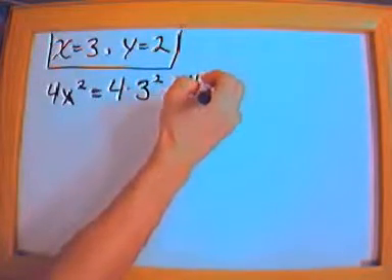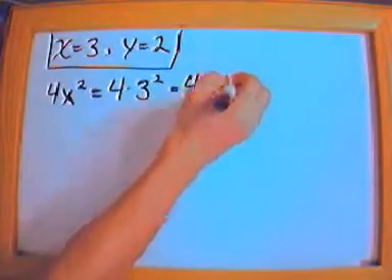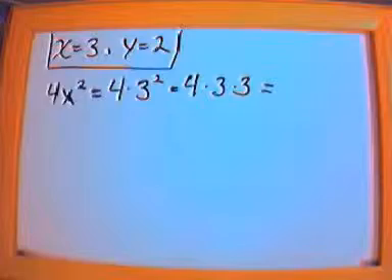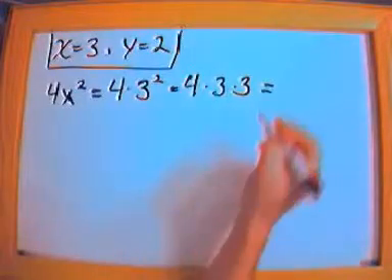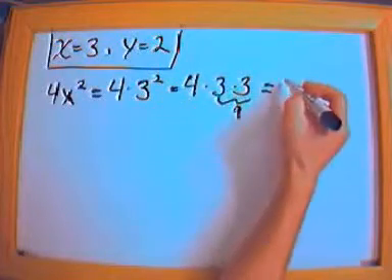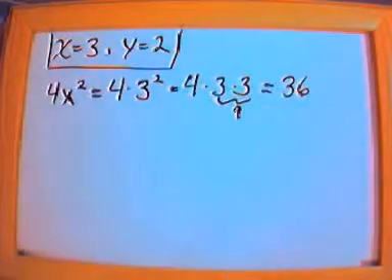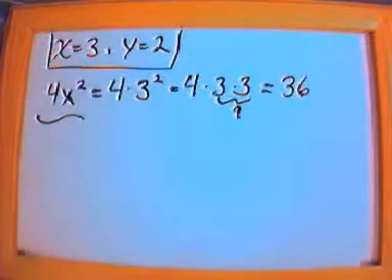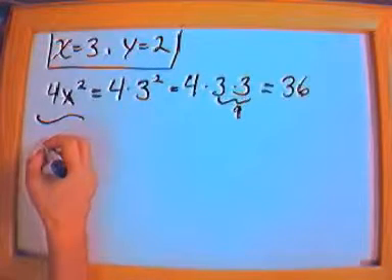This is 4 times 3 times 3. 3 squared is 3 times 3, right? And 3 times 3 is 9, so this term is 9. So 4 times 9 is 36, and that's the answer. So 4x squared, when x is equal to 3, is equal to 36. Okay? Let's take another one.